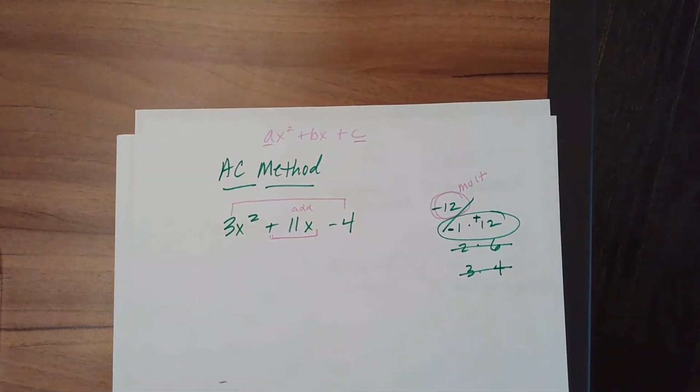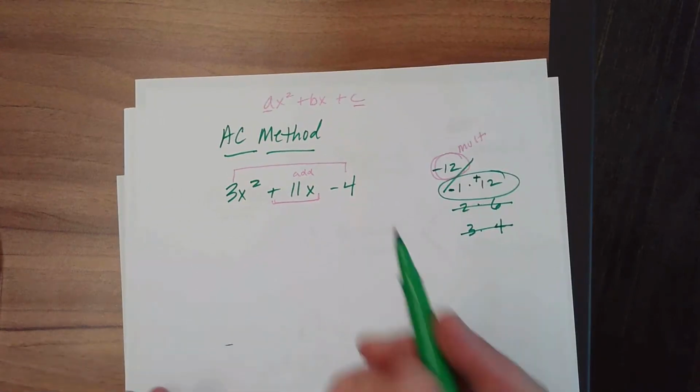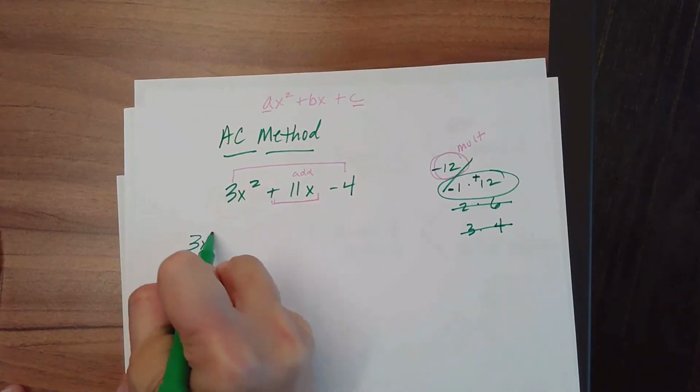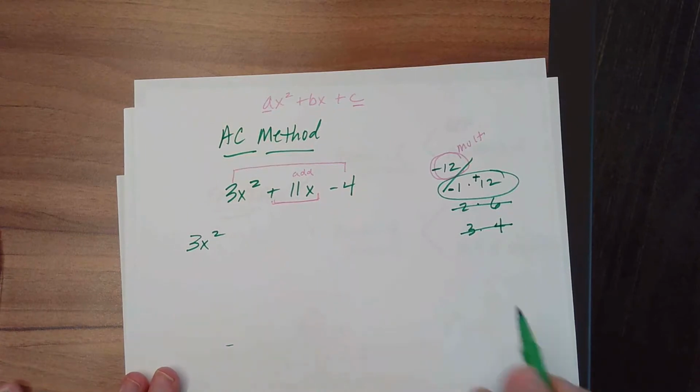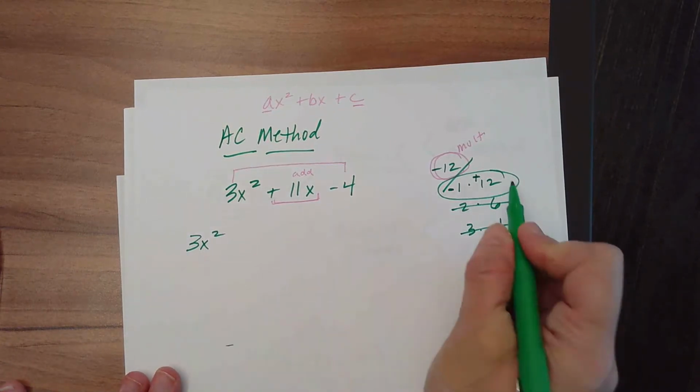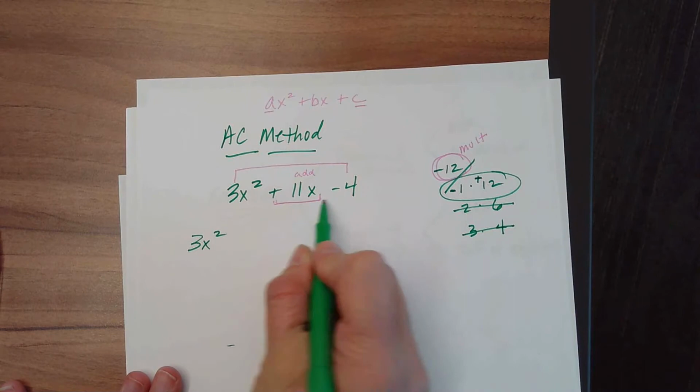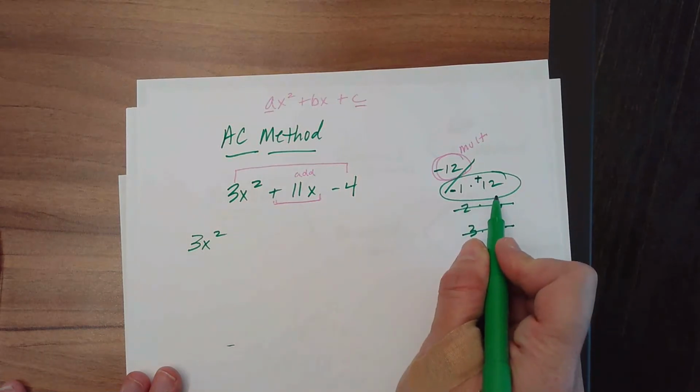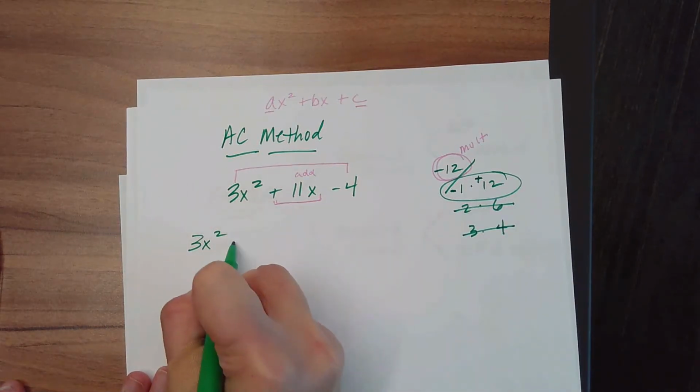So once you've done this part, you've done the hard part. So you've figured out your factors. So now you change this into a 4-term polynomial. We keep the first term. We're now going to substitute in negative 1x and 12x in for 11x. So it would look like this.